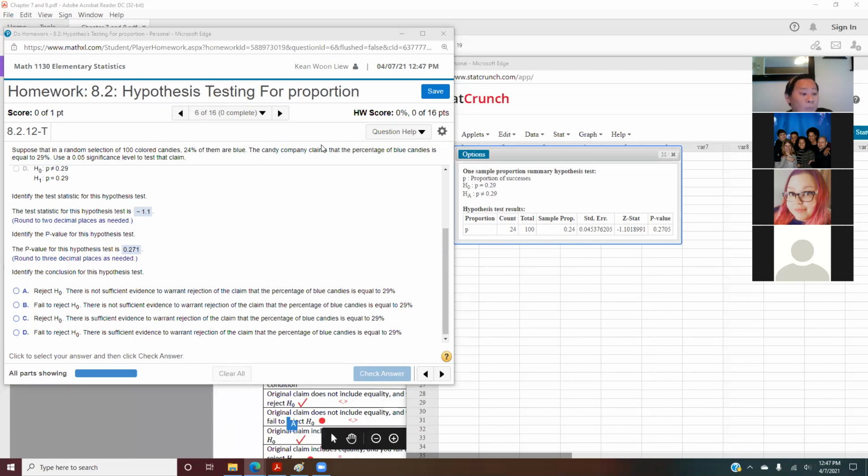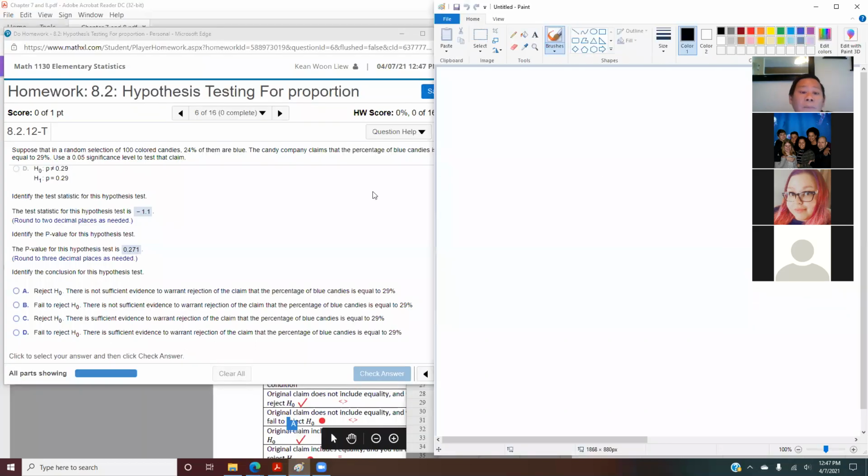And then next you have to look at your p-value and your significance level. So the alpha is already given to you. Our p-value in this case is 0.271, and your alpha in this case is 0.05. This p-value is found in StatCrunch, and alpha is usually in the question, which is right here.